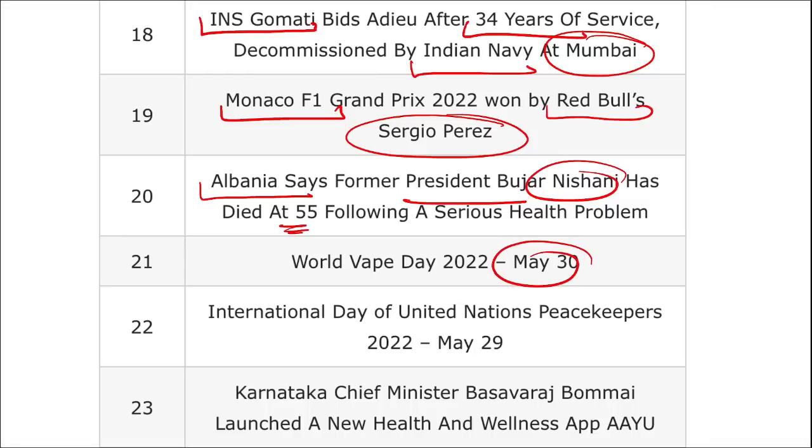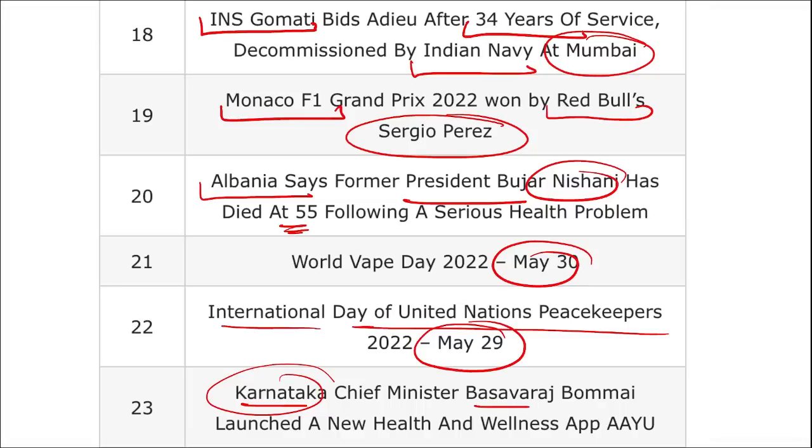World No Tobacco Day on 30th of May. On 29th of May, International Day of United Nations Peacekeepers, and Karnataka's Chief Minister Basavaraj Bommai has launched a new health and wellness application by the name Ayu. So friends, that's all for the day.